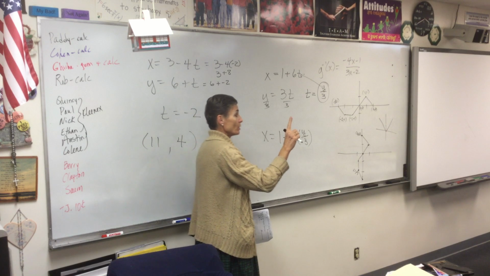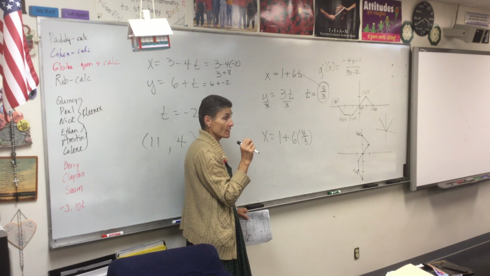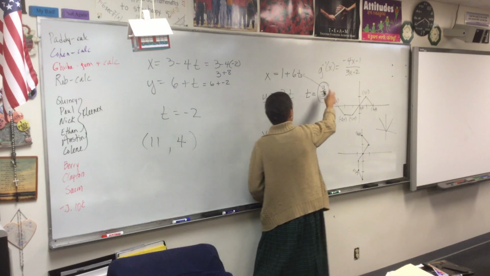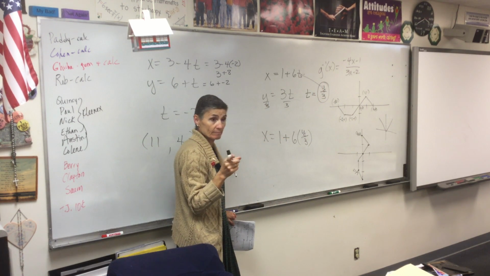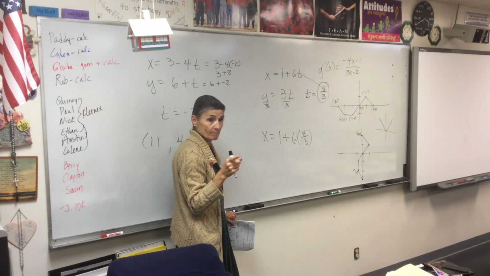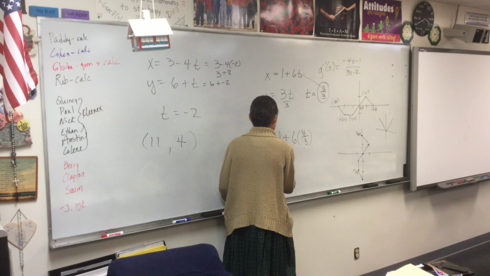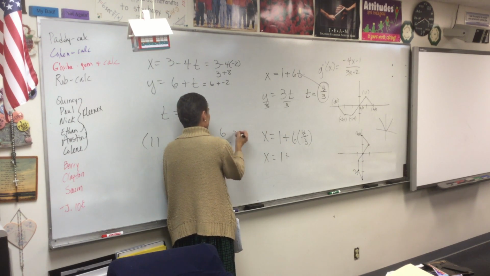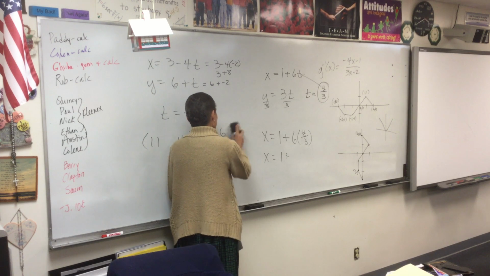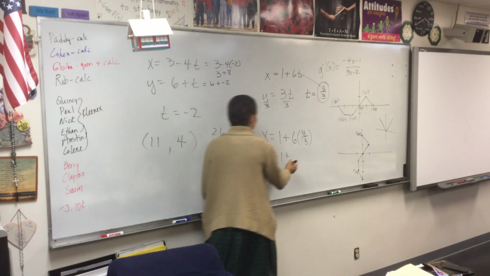So in one of your equations, get t by itself. Then plug that t value into the other equation. Now simplify. What's 6 times y over 3? 2y. 6 over 1 times 1 over 3. That's 2y.